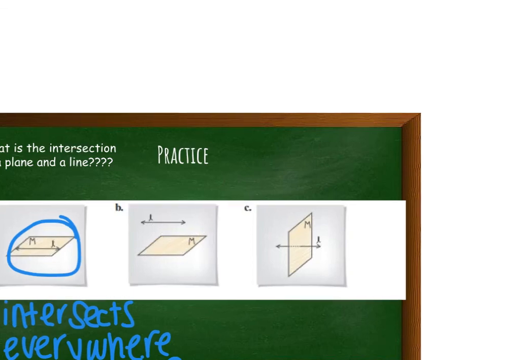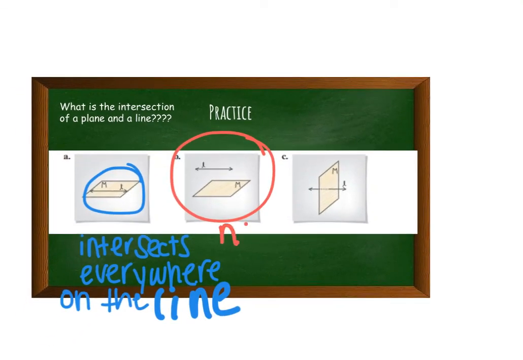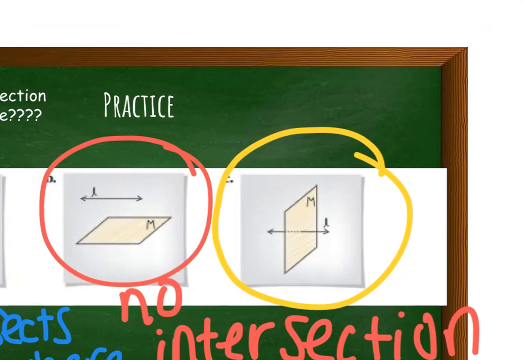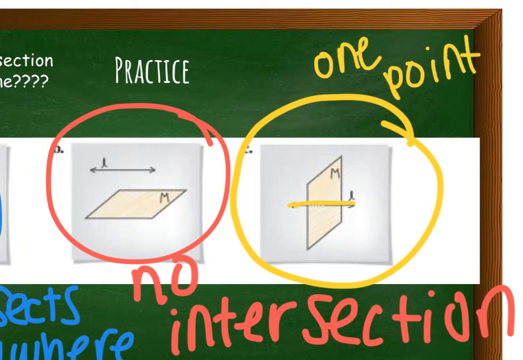Here, in our second image, we have a line that's going to extend forever up here, but it's not going to intersect the plane because they're never going to meet. If this plane extended forever, the line would still be above it. So this one has no intersection. And then the last one, C. We have a line that goes directly into the plane and then out of it, right here. So this one intersects at a point.